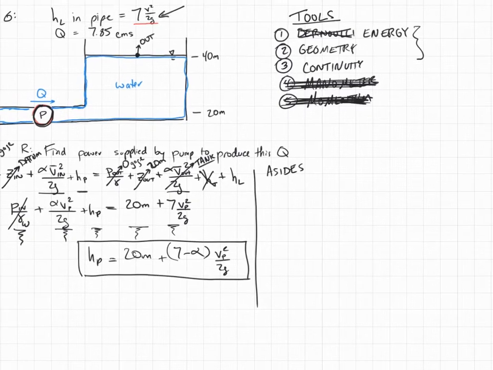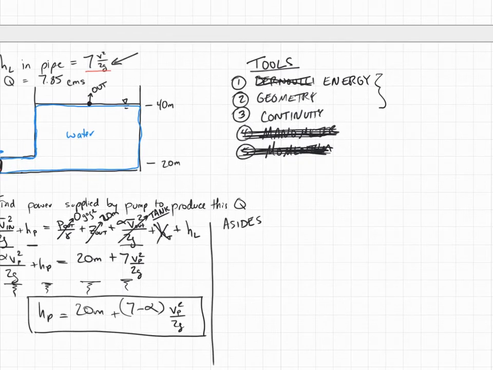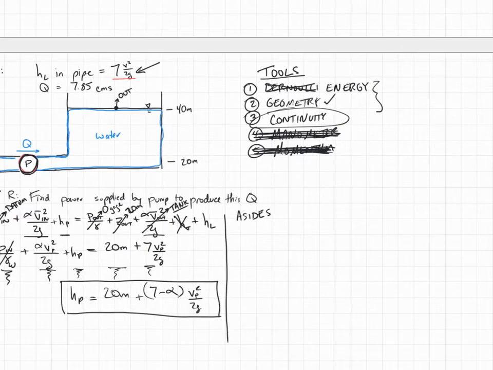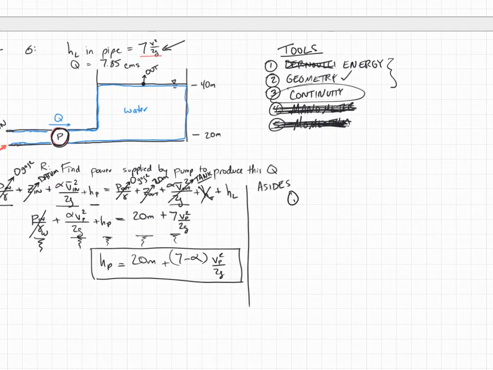Well, let's look up over here to our sides. We've already used the geometry, really, that 20 and that 40. So the continuity is what we're going to use. Okay, so we know Q. Q equals VP times the area of the pipe. So that's going to be 7.85.